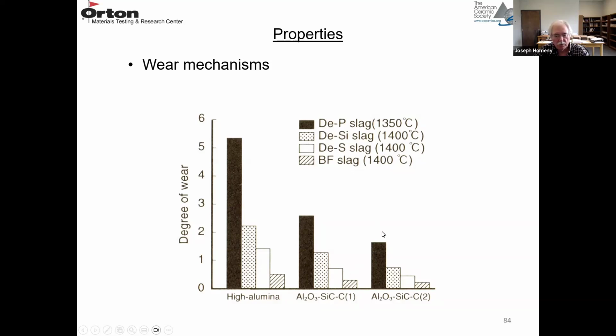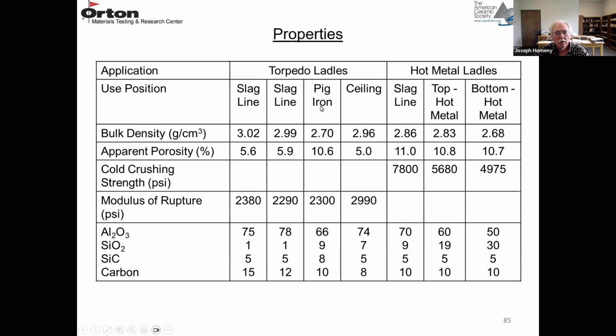And these are the test temperatures. So you can see the wear in all cases decreases for the composites relative to just a high alumina refractory. So you can see how effective they are in decreasing the wear rates. So they can be used in torpedo ladles or hot metal ladles, which is basically a large crucible.